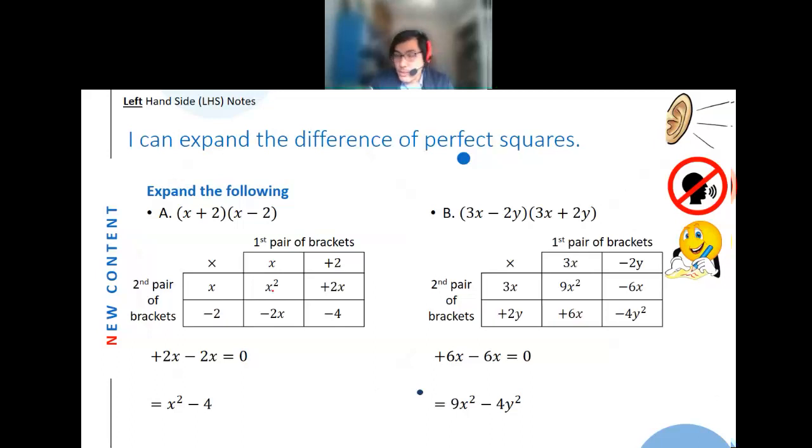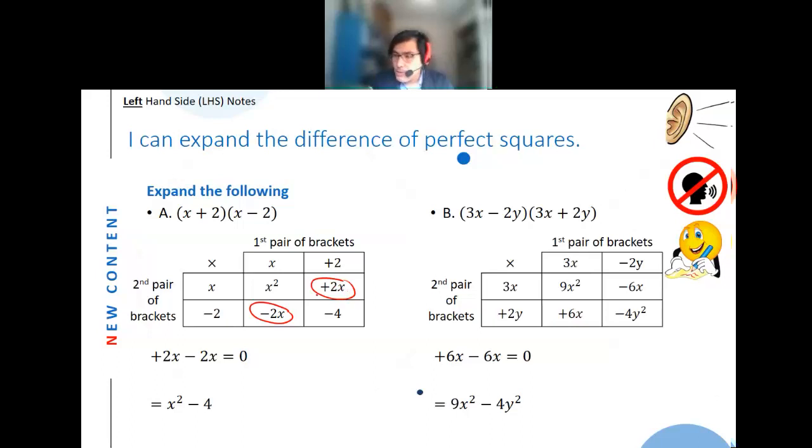We got x times x, which is x squared. x times plus 2 is going to give you plus 2x. Negative 2 times x would give you negative 2x. And then negative 2 times positive 2, a negative and a positive give you a negative, and 2 times 2 is 4.